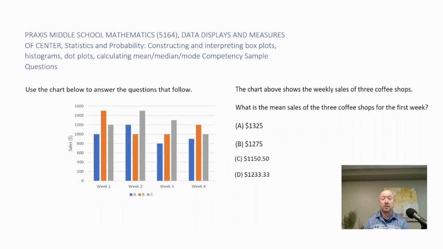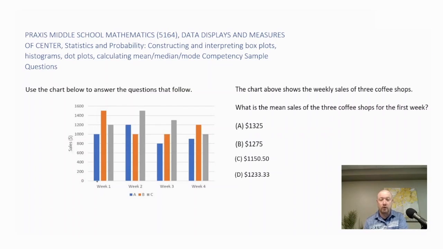Use the chart below to answer the questions that follow. The chart above shows the weekly sales of 3 coffee shops. What is the mean sales of the 3 coffee shops for the first week? Is it A, $1,325; B, $1,275; C, $1,150.50; or D, $1,233.33? All right, so my chart is actually to the left, not above, to fit it on the screen here.